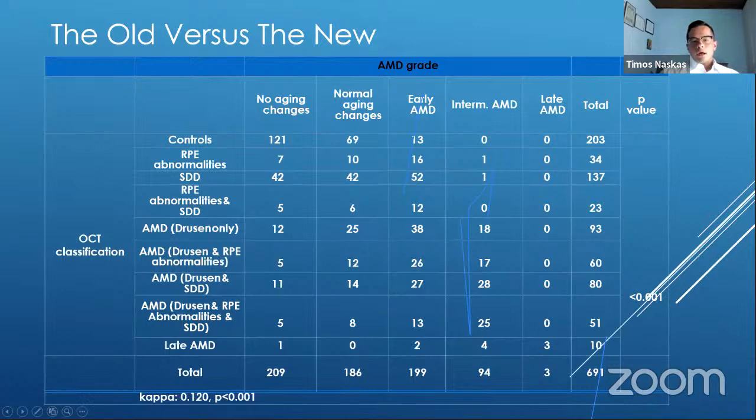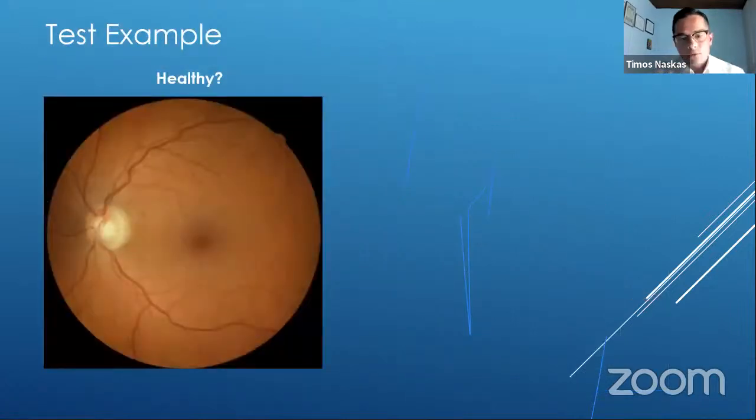So I also have a small test. If we have any students in the group, they could answer in the chat box whether they would consider this eye here as a healthy one. So if this fundus photograph that we have available shows us a healthy eye, or you have an opposite idea.